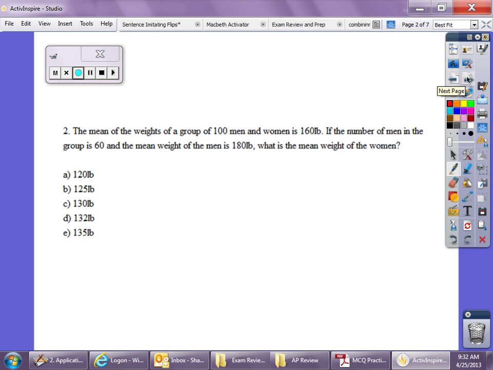The mean of the weights of a group of 100 men and 100 women is 160 pounds. If the number of men in the group is 60 and the mean weight of the men is 180 pounds, what is the mean weight of the women? This is a weighted average.